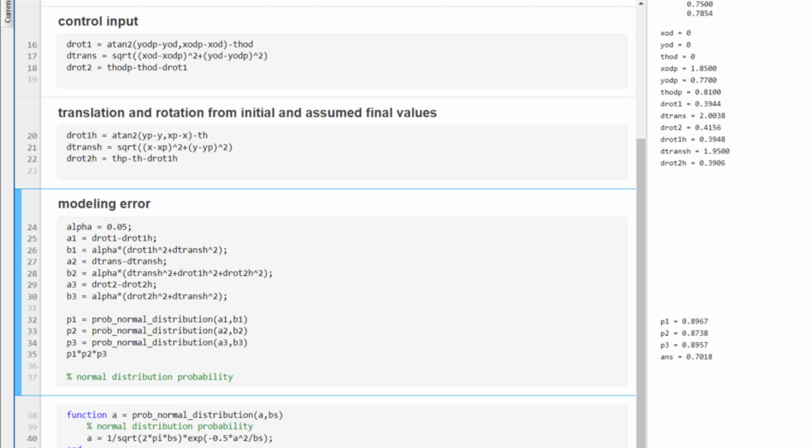And when we run this, we will see that we get that P1 is 0.8967, P2 is 0.8738, P3 is 0.8957, and the overall probability that the robot reaches that final location is 0.7018.